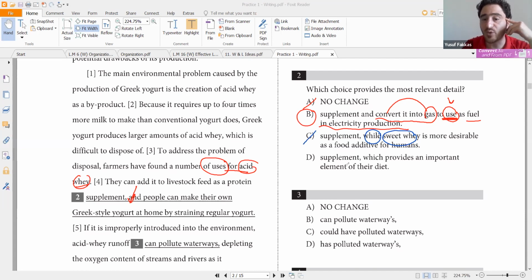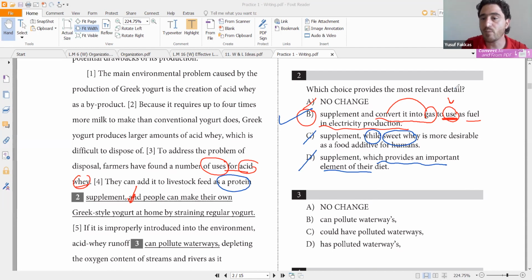D, "which provides an important element for their diet." Here they are giving us extra information about the first use. They are telling us that, as we said, we can use it as protein supplement, and that provides an important element of their diet. But that's not another use of acid whey. So now I'm 100% sure that B is the right answer.